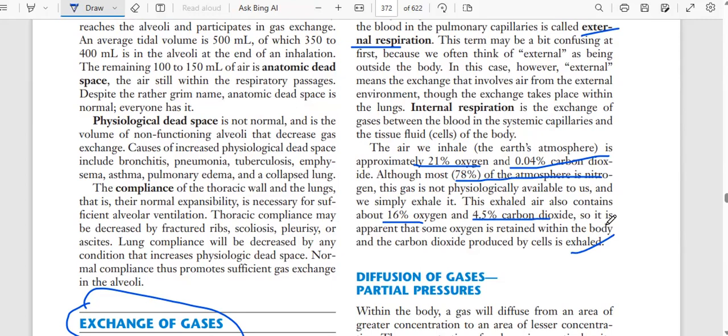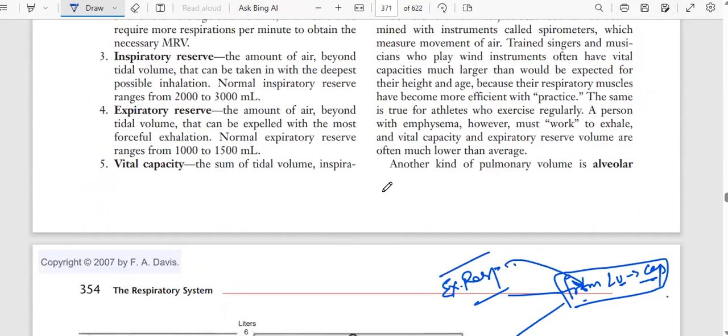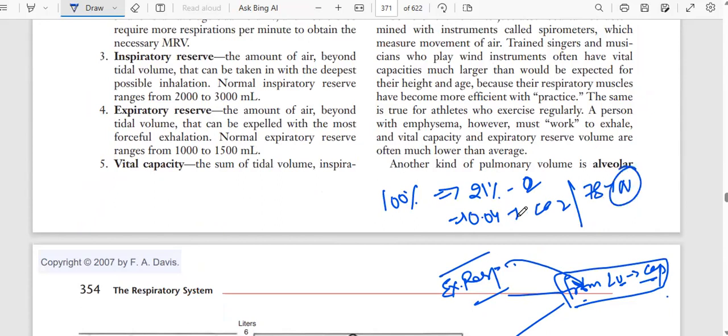Basically, if we see the environment, there are 100% gases. In that, if we calculate, assume 21% is oxygen, 0.04% is carbon dioxide, and 78% is nitrogen. And the other gases are 0.06%. So in our environment, 21% is oxygen and 78% is nitrogen.